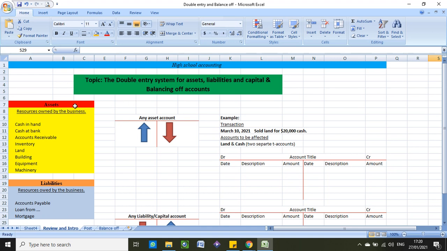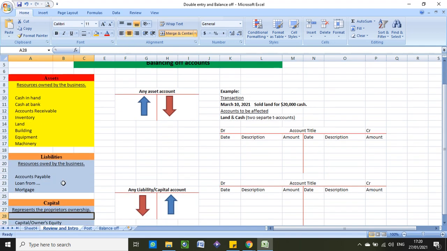Basically at this point you should be able to distinguish between assets, liabilities and capital. I have a definition for each of those terms and I have examples. Let me go over the examples. Examples of assets include cash in hand, cash at bank, accounts receivable, inventory, land, building, equipment, and machinery. The list is not limited to that, of course. There are other examples.